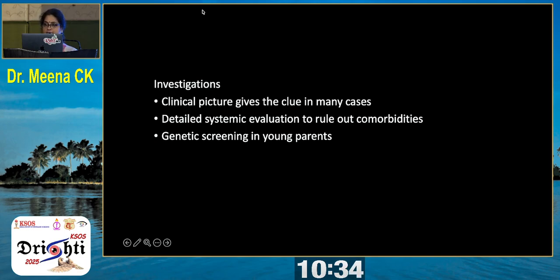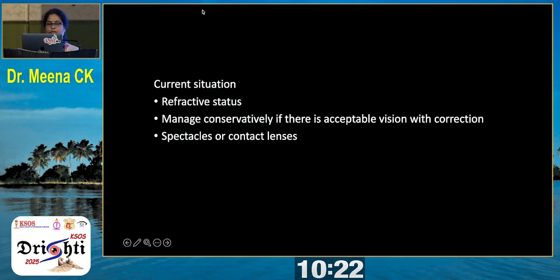A detailed systemic evaluation is mainly for academic purposes, and also to rule out comorbidities when you are intervening in these children. Also, genetic screening if they are planning for extension of their family. We are more bothered about the current situation, and what you can do in it. Mainly, the refractive status decides the vision of the child.